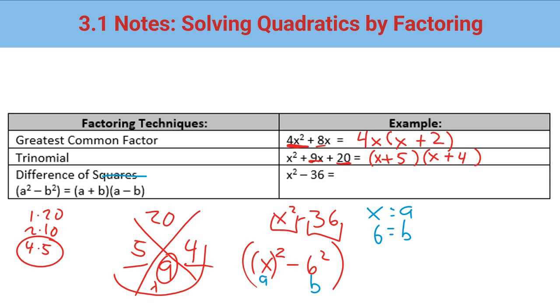But I can then substitute in here. So I know that I have a plus b, which I know is x plus 6, times a minus b, which is x minus 6. So it's recognizing that you have 2 perfect squares being subtracted, and that is only going to work when you have no middle term, right? I don't have a b term, so I don't have an x in the middle, like I did in that trinomial.